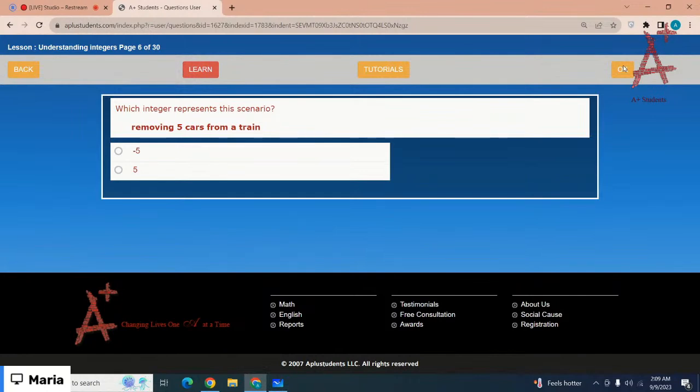Removing 5 cars from a train. So which is the correct option? Removing, right? That means that is a decrease. So decreases are always represented by the negative number. So it would be negative 5, right?